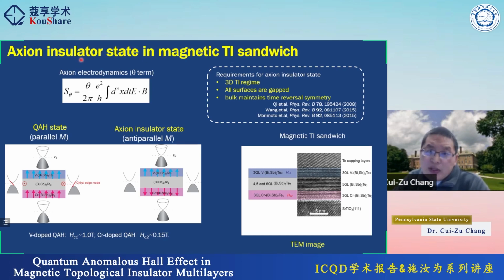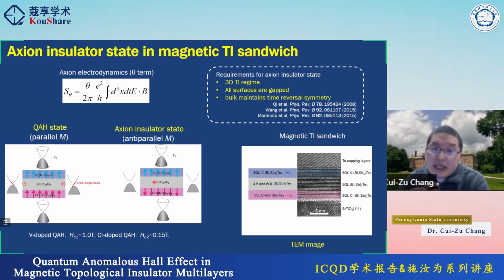And to realize the axion insulator state in topological materials, we needed to satisfy three requirements. The first is that the topological insulator should be in the 3D regime, just like the axion insulator is a 3D definition. And all the surfaces should be gapped: the top surface, side surface, and bottom surface, just like a ball. All the surfaces are gapped, but the bulk maintains the time reversal symmetry and still keeps the topological property. So if one material satisfies these three conditions, we can call it the axion insulator state.